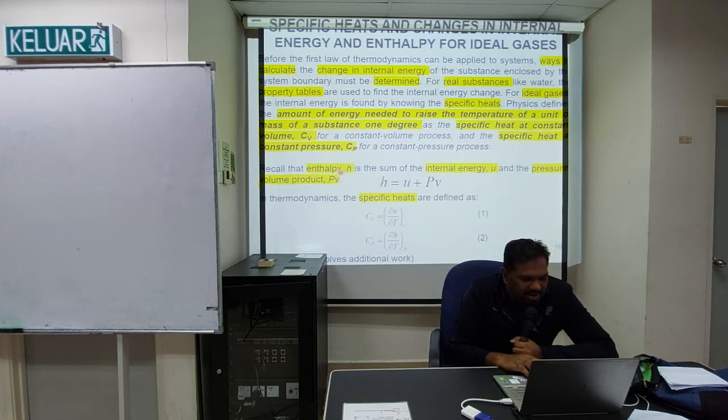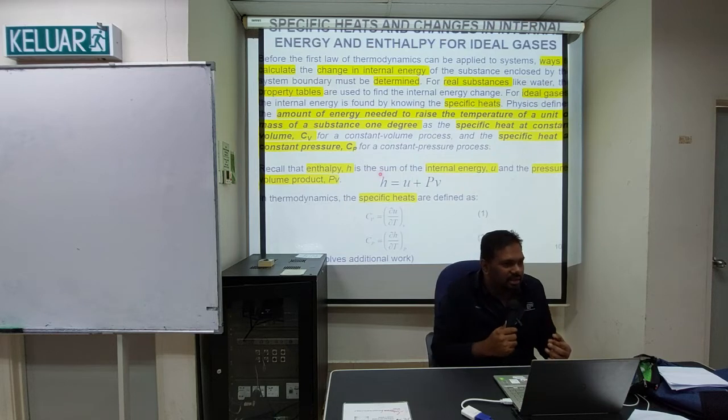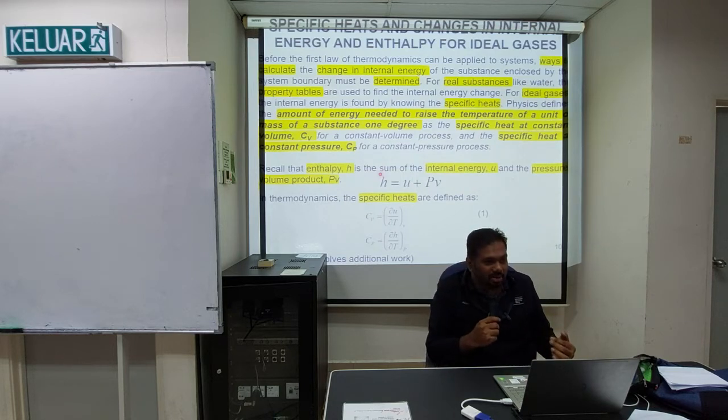And enthalpy, which we usually call H, is the sum of internal energy U and the pressure-volume product. So H is U plus PV, where U is the internal energy and PV is pressure times volume. If you add both of these, you get the enthalpy value H. But in thermodynamics, we usually get the enthalpy value from a thermodynamic table.